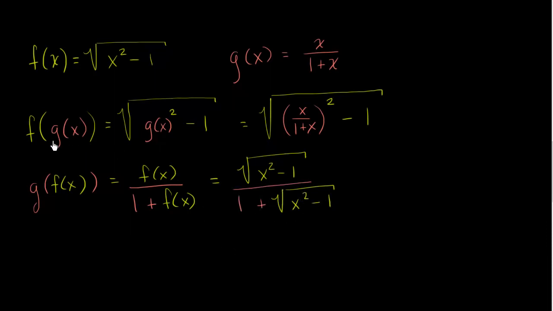So this is the composition f of g of x. You get this thing. This is g of f of x. Well, you get this thing. And to be clear, these are very different expressions. So typically, the composition one way isn't going to be the same as the composition the other way, unless the functions are designed in a fairly special way.